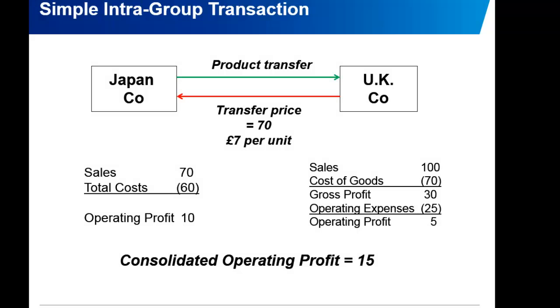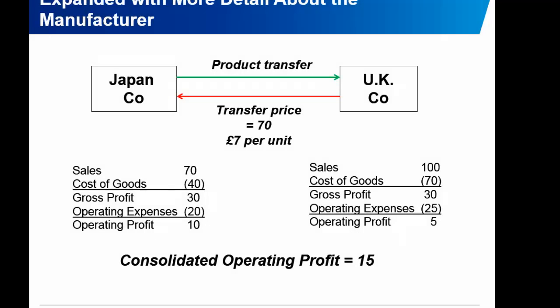Now we're going to go back to the example we've been using throughout this series of videos, and the example is Japan Co. is selling to the UK Co. at a price of £7 per unit. I'm going to give a little more detail about Japan Co.'s financial statement and show you breaking out their expenses between COGS and the operating expenses. But that's not really critical to this analysis because here we're talking about a comparable uncontrolled price.